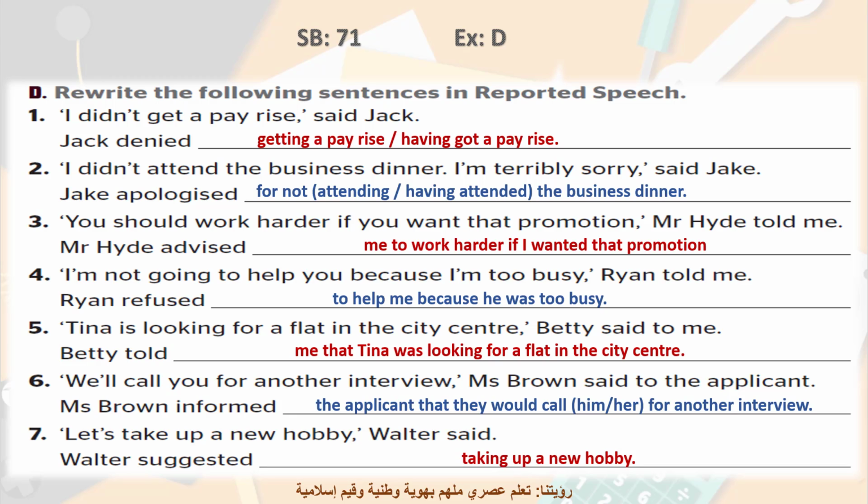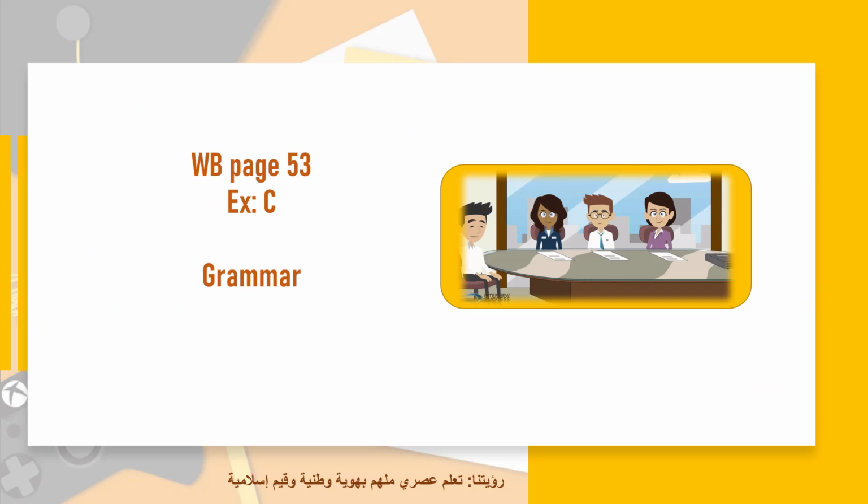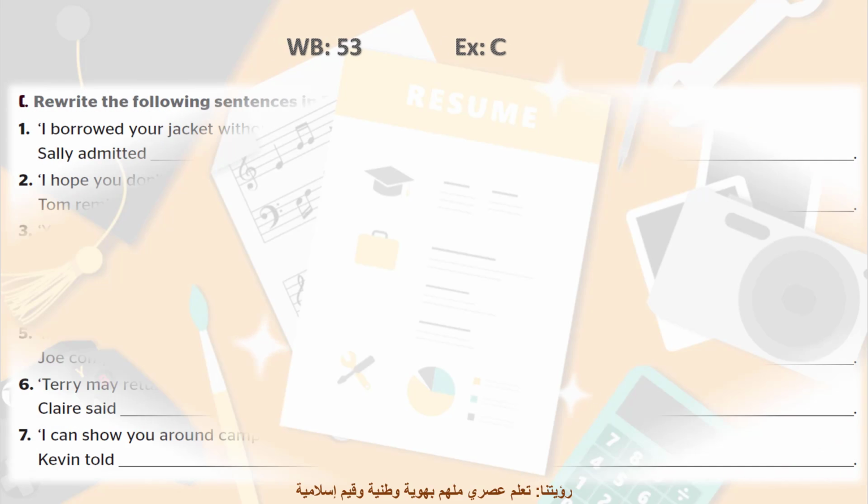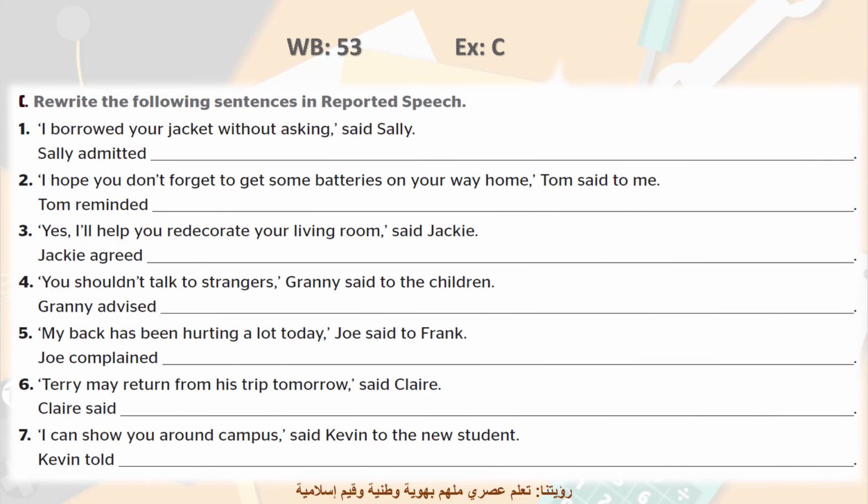Again, it's time for more practice with the workbook. So please open your workbooks, page 53, to do exercise C. Here is exercise C. Rewrite the following sentences in reported speech. I believe it's your chance to do the exercise alone or individually, I mean. So please pause the video, do the exercise, and then play it again to check your answers. Good luck.